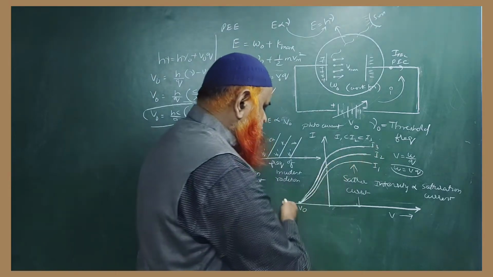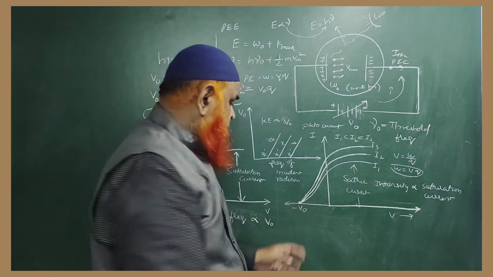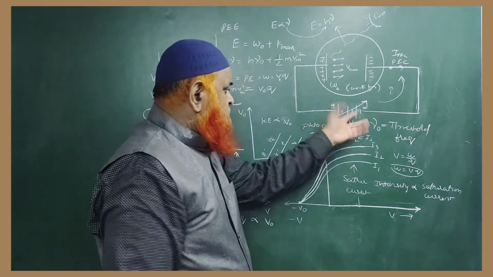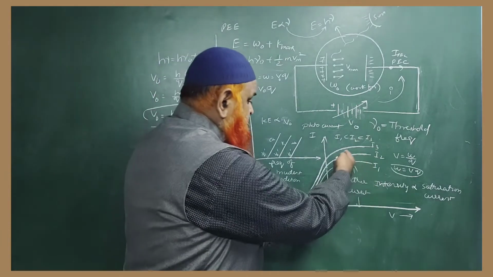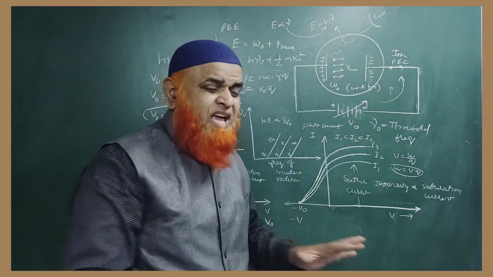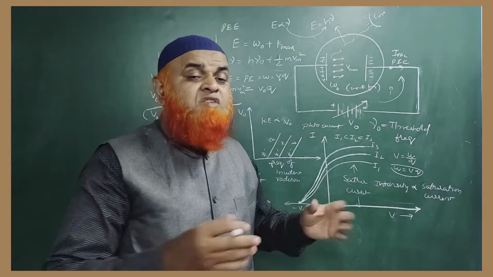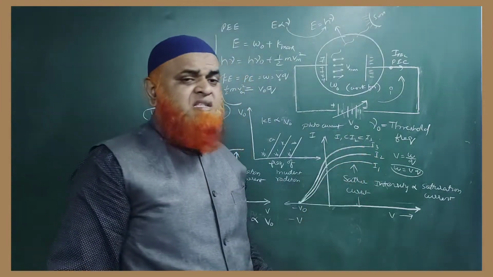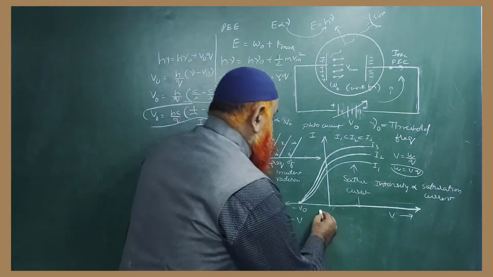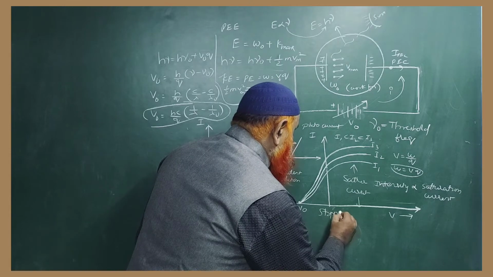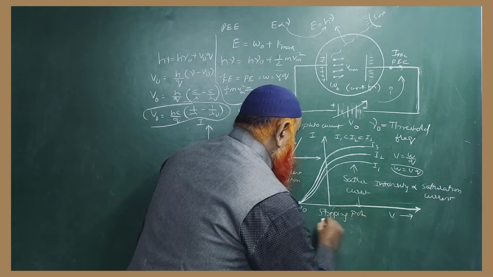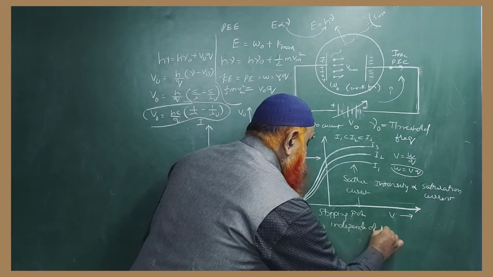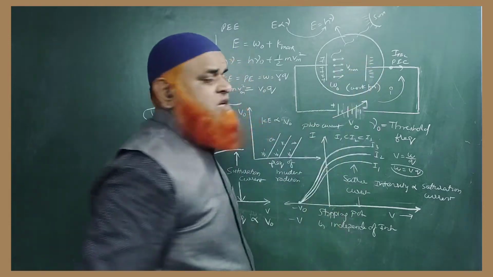So when you take the negative direction, negative potential in this direction as minus V, when you reverse the terminals here, the diagram shows that stopping potential is the same for different intensities of sunlight. Even if intensity is more, stopping potential is the same. If the intensity decreases, stopping potential is the same. So we can write: stopping potential is independent of intensity of sunlight.